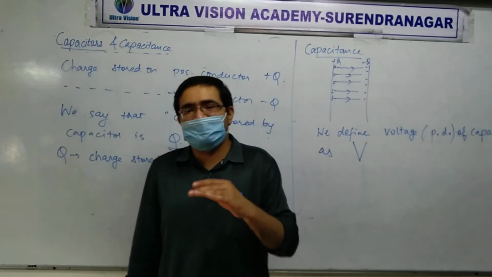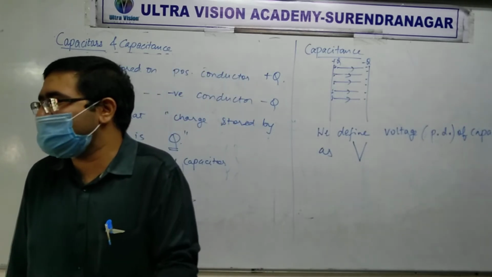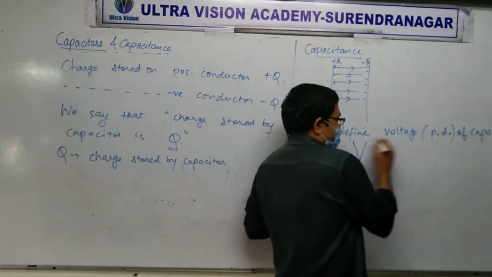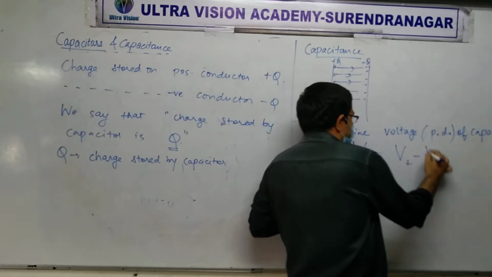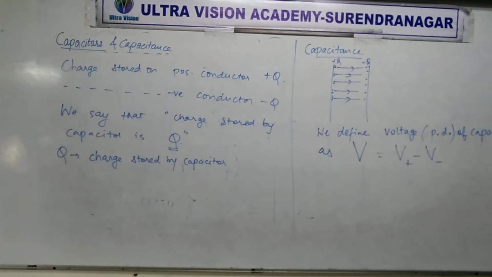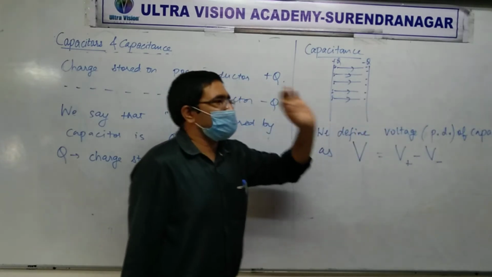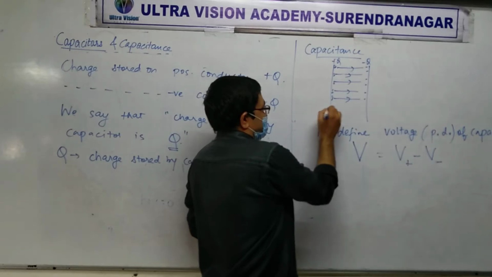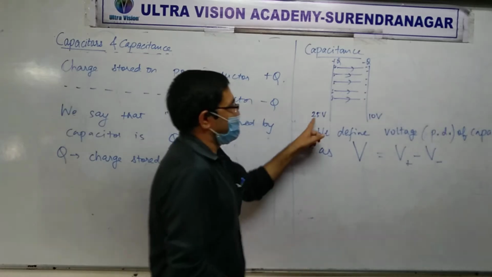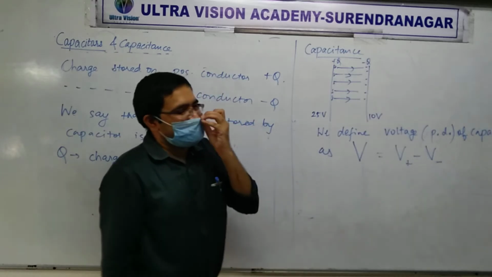Why? Because it depends on the reference. If you write delta V and then take the initial as the reference, delta V becomes V. I hope you get that. So we write V as the voltage of the capacitor: V of the positive minus V of the negative, the potential of the positive conductor minus the potential of the negative conductor. For example, if this is at 25 volt and this is at 10 volt, then V will be 15 volt.